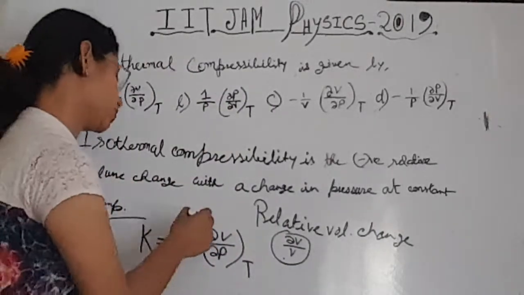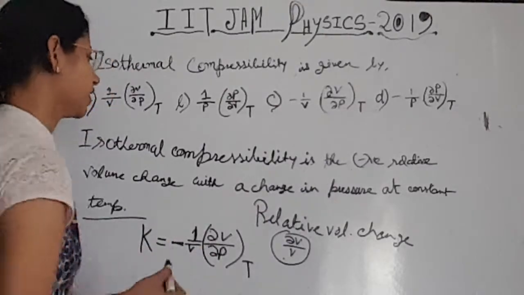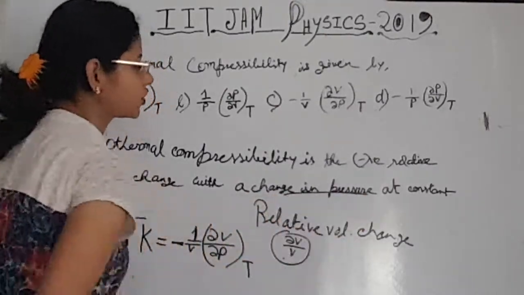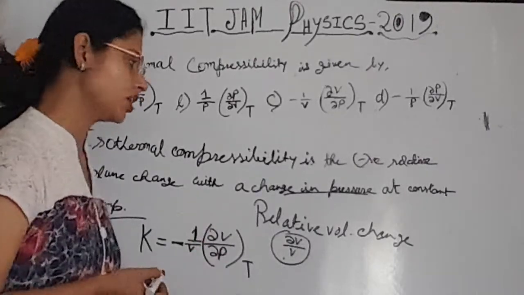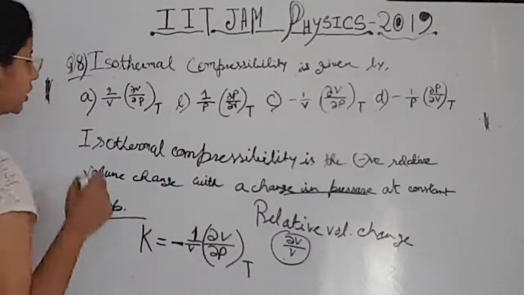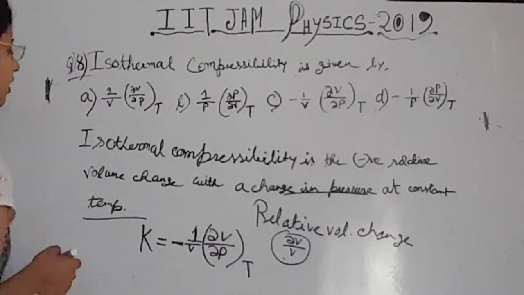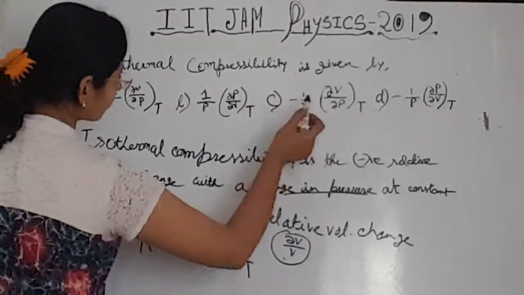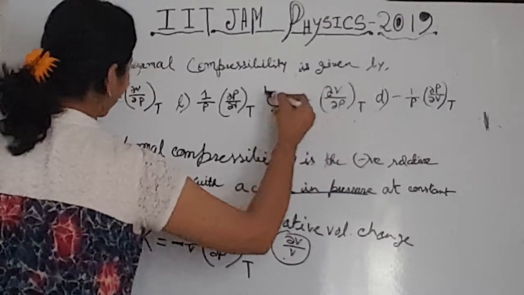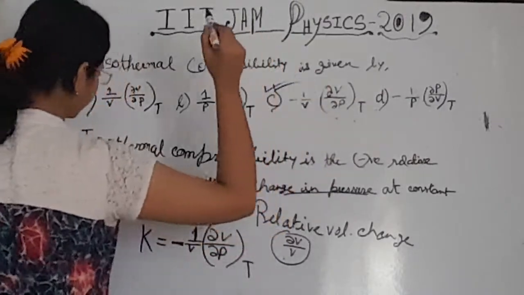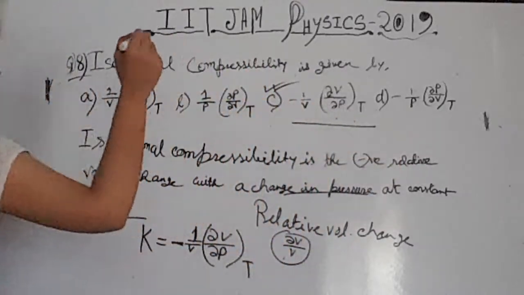So we have 1 by V with a negative sign, del V with the change in pressure, del V by del P at constant temperature T. So the option is minus of 1 by V del V by del P at constant T. The correct option here is C. This is the expression for isothermal compressibility.